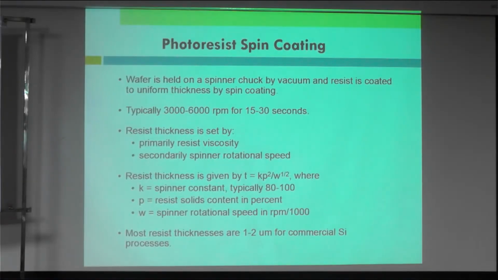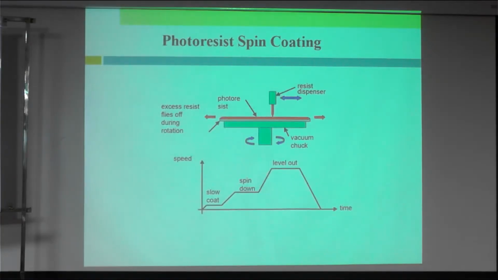So for the spin coating, the wafer is held on a spinner chuck by vacuum, and resist is coated to uniform thickness by a spin coating machine. Basically, for spin coating, I think I have a figure. Okay, this is a spin coating layout. You have a chuck here, which is normally a vacuum chuck. The vacuum chuck will hold the wafer on top of this chuck. So you spin this whole thing in order to spin coat the resist.